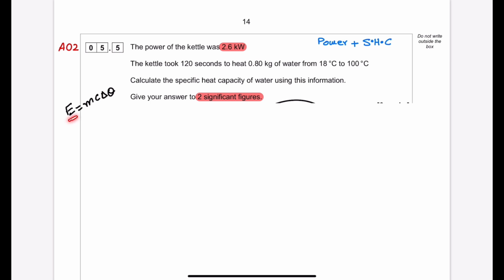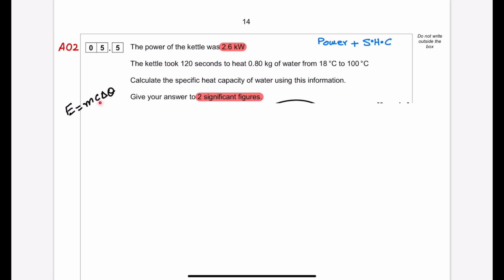We know that energy is equal to mass times C times delta theta. E is the energy, m is the mass, C is the specific heat capacity value, and delta theta is the change in temperature. The mass is given here, that is 0.8 kilogram. The temperature change is 100 minus 18 degrees Celsius, that is 82 degrees.